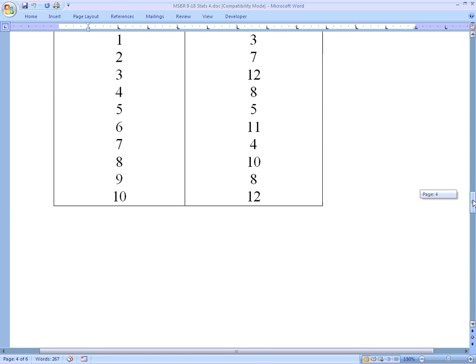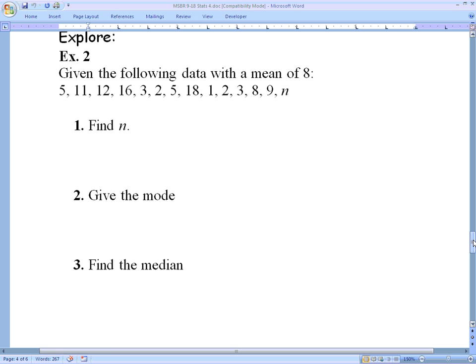All right, for our last example, we're given a set of data here. It has a mean of 8. We're supposed to find the value of n. Well, if the mean is 8, that means that if I add all the numbers and divide by how many numbers there are, I will get the mean. So what do we have? We have 14 numbers. So something divided by 14 is equal to my mean. And my mean is 8.